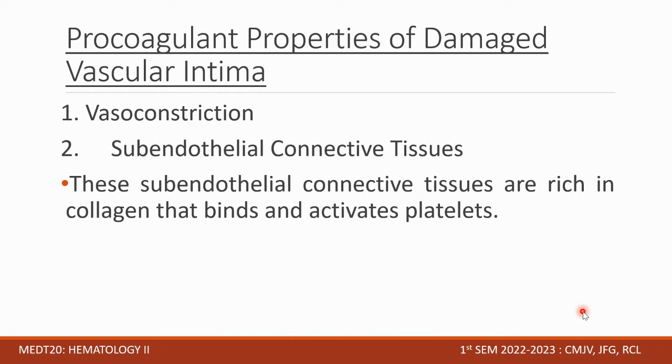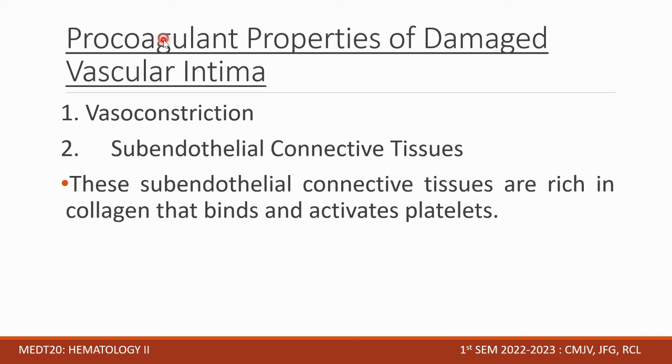So, how about the procoagulant properties? Procoagulant properties of damaged vascular intima. Procoagulant meaning promotes clotting. Okay, number one, vasoconstriction. Again, when the blood vessels constrict, the passage becomes narrower, and there is a greater possibility that platelets will activate.